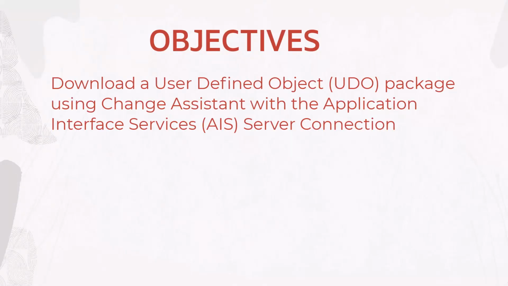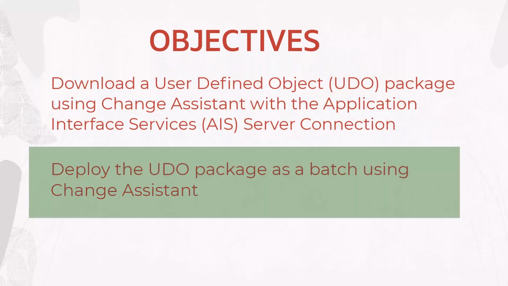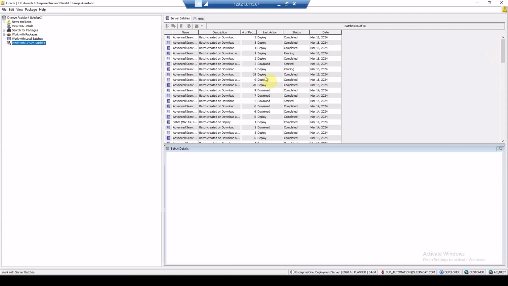This tutorial shows you how to download a UDO package using Change Assistant with the AIS Server Connection and deploy the UDO package as a batch using Change Assistant. Starting with Tools Release 9.2.8.2, JD Edwards EnterpriseOne Update Manager provides you the ability to download and deploy UDO packages as a batch using Change Assistant with the AIS Server Connection.